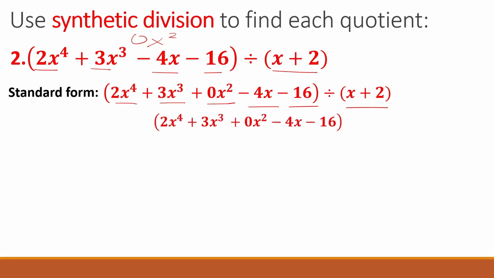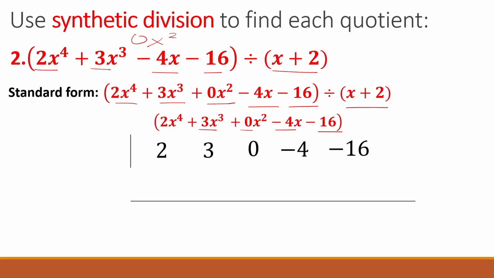So get the numerical coefficient of each term. You have 2, 3, 0, negative 4, and then negative 16. Then you divide it by x plus 2. Equate it again to 0, and then x is equal to negative 2. Since it is positive 2, get the opposite, the shortcut way. So you have negative 2.